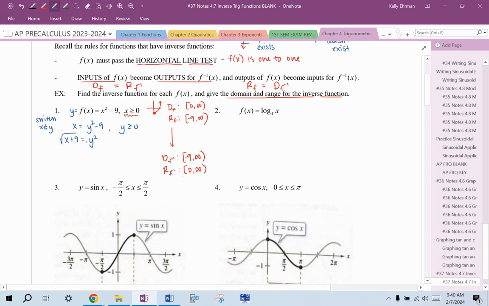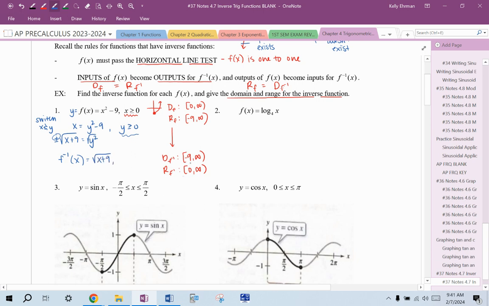When you square root both sides of the equation, technically there's a plus or minus here, but remember, we're told in this problem whether the y value should be positive or negative. So if the y's need to be greater than or equal to 0, then I choose the positive. So when I write my inverse equation, it's back to f inverse of x instead of y equals. It's the positive square root of x plus 9.